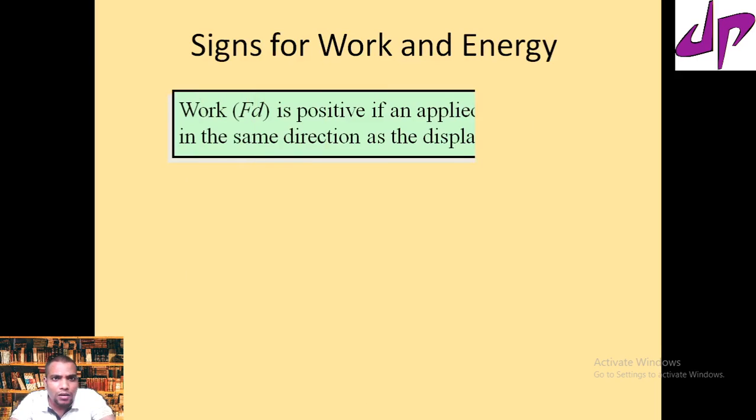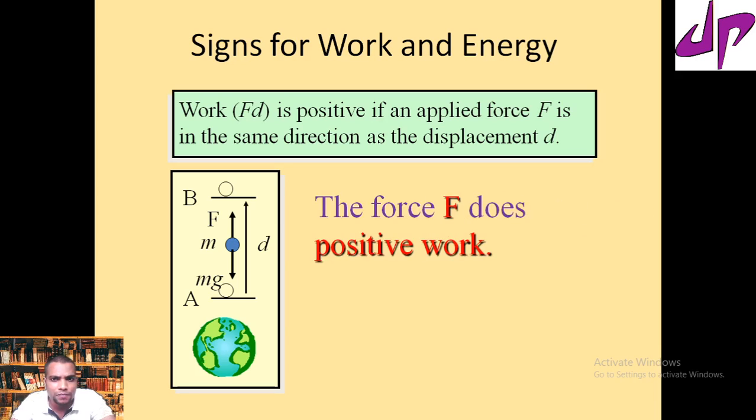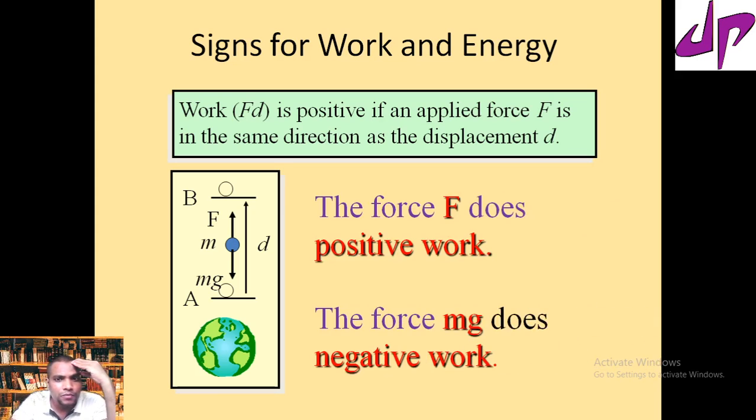Now let's talk about the same case here, sign for work and energy. If the work is positive, it means the applied force is in the same direction as the displacement. The applied force direction and displacement direction are both the same, so the work is positive. But the force mg does negative work, because I am doing work against gravity, so obviously its work is negative.